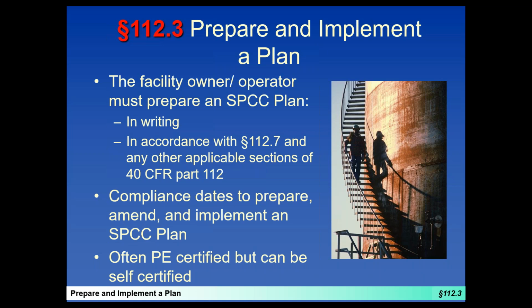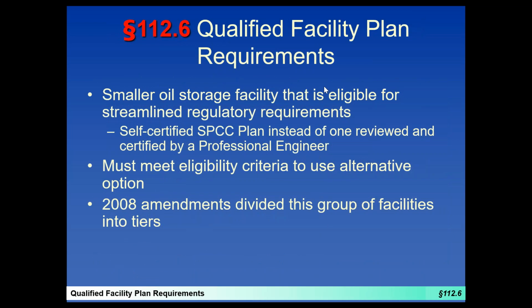As a general rule, again, this is just a rule of thumb, if you're a facility over 10,000 gallons, you're going to have a PE involved. There are some facilities less than 10,000 that also may need to have a PE involved, but as we'll go over in a moment, facilities with 10,000 gallons or less have an option to develop a plan without a PE, and that's a pretty big cost savings measure. So we're getting right to that. Qualified facilities. What we've provided in the rule is an option to get out of that PE certification of the plan.